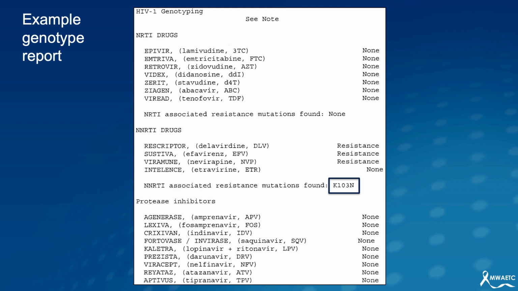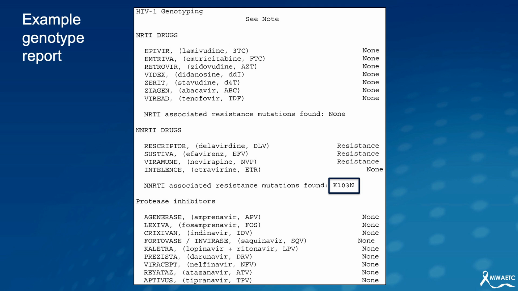Don't quiz me on what those amino acids are, but really all that is at that position, amino acid K was replaced by amino acid N. And that is known to confer resistance to efavirenz, known from years of laboratory and clinical data. So again, a genotype looks for mutations in genes of interest known to confer resistance.